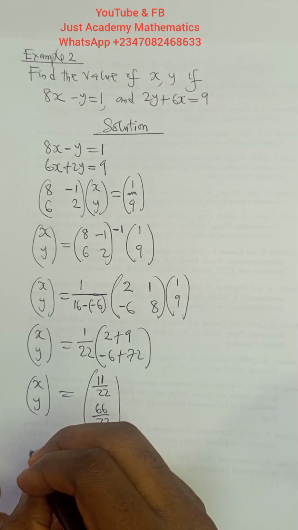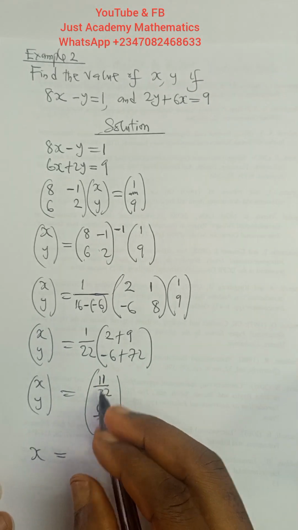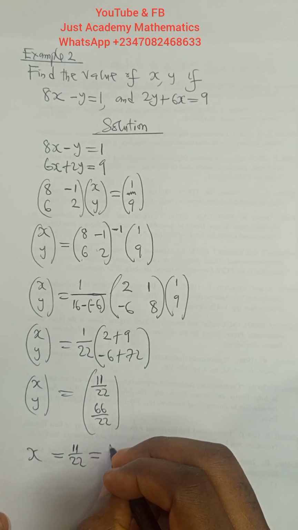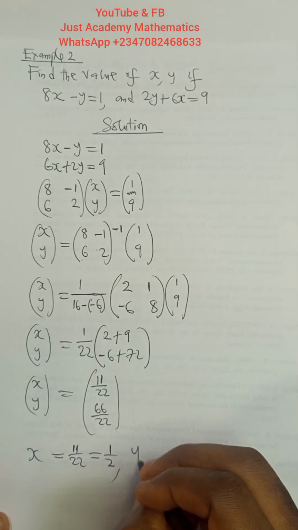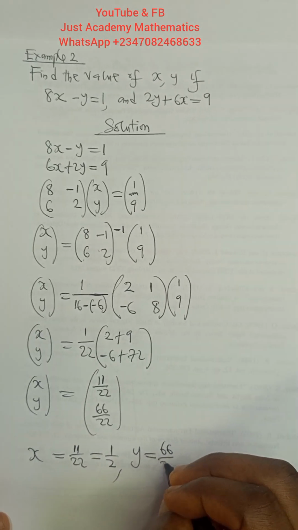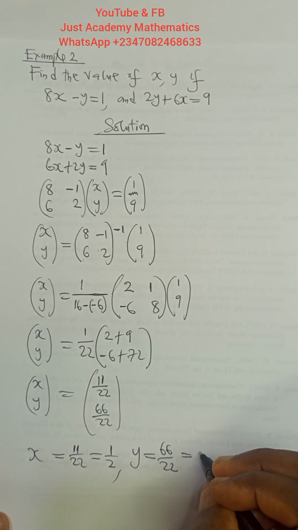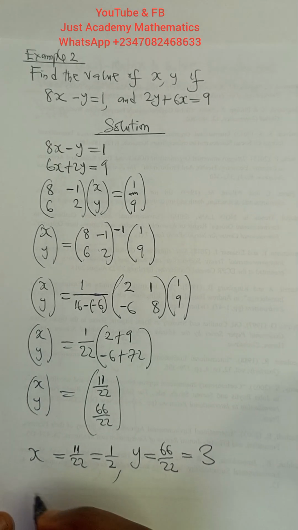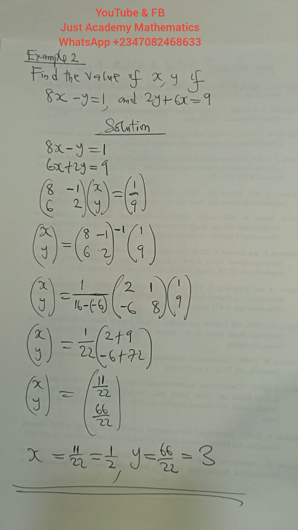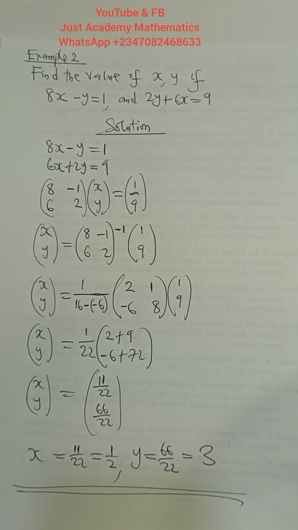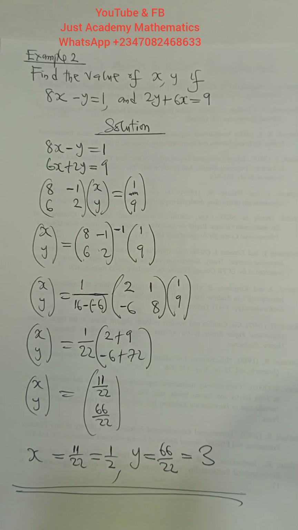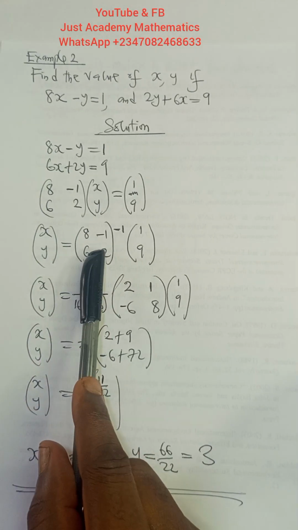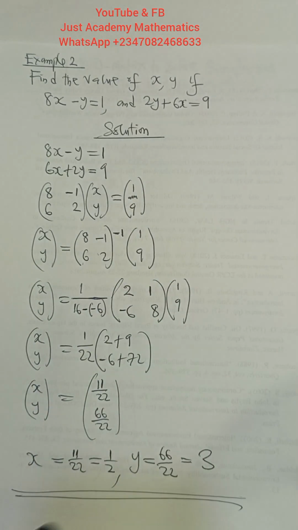Therefore, what is the final answer? X is simply equals to 11 over 22, which is equals to what? 1 over 2. And y is equals to 66 over 22, which is equals to what? 3, of course. Are you following now? So that is the value of x and y. So it's a simple procedure. Just get the inverse of their coefficient times the constant, and you get your value.